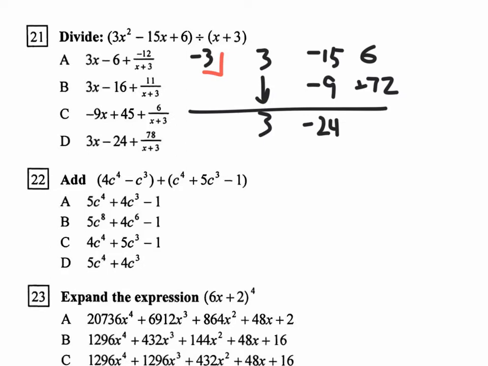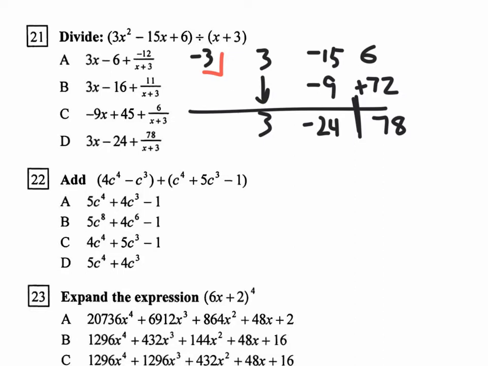Positive 72. Thank you for the correction. A negative times a negative is a positive. And the last value I get is 6 plus 72, which is 80. No, 78. What is the matter with me? Can't add right now. So 78. That is the remainder, ladies and gentlemen.